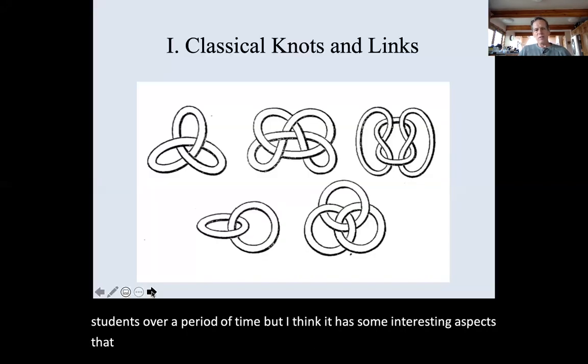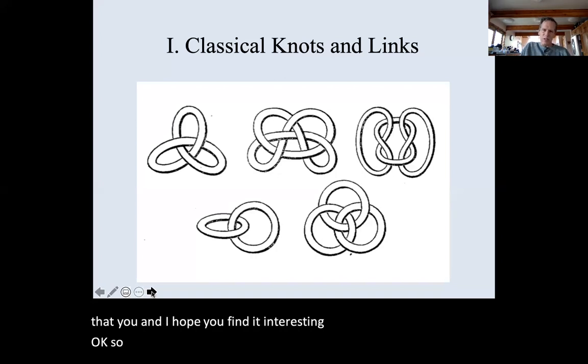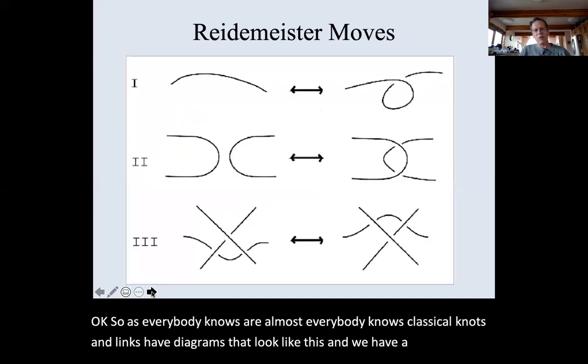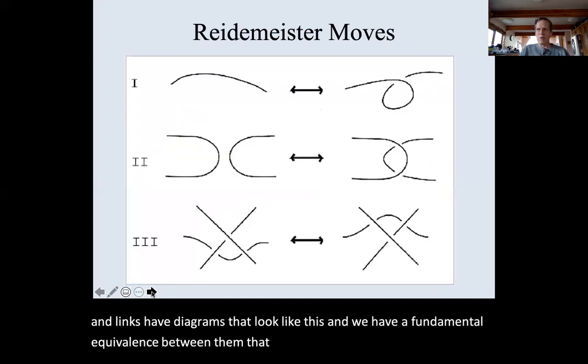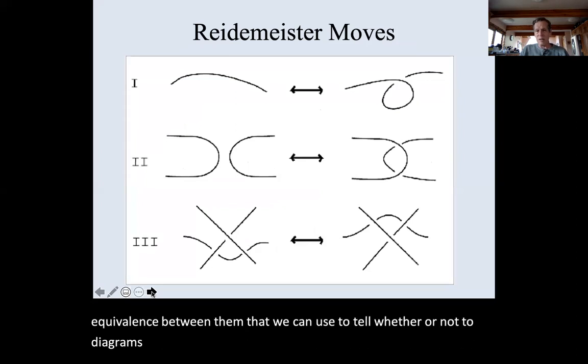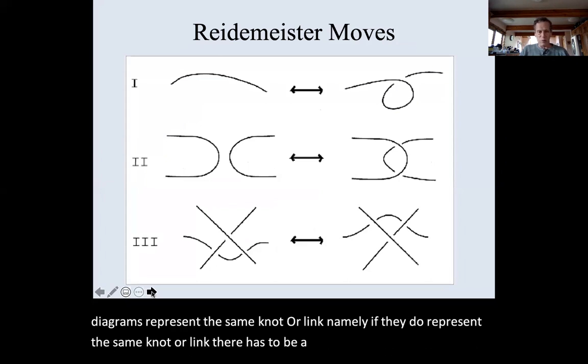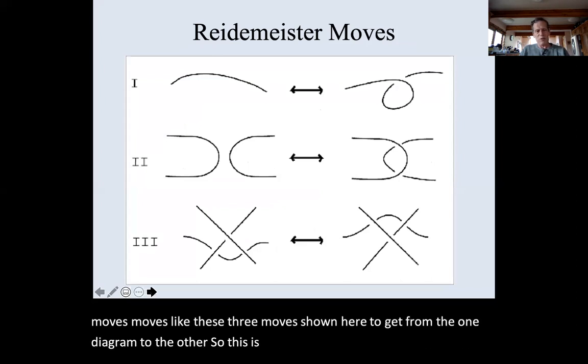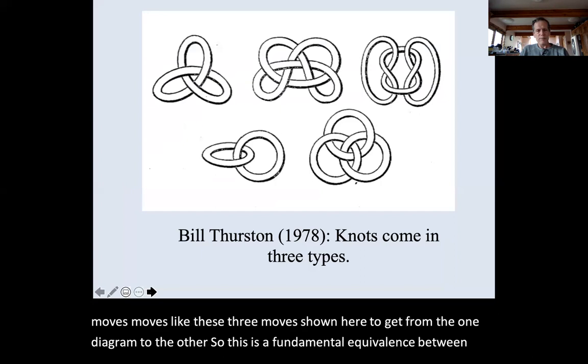Okay, so as everybody knows, or almost everybody knows, classical knots and links have diagrams that look like this, and we have a fundamental equivalence between them that we can use to tell whether or not two diagrams represent the same knot or link, namely, if they do represent the same knot or link, there has to be a sequence of Reidemeister moves like these three moves shown here to get from the one diagram to the other. So this is a fundamental equivalence between diagrams for knots.